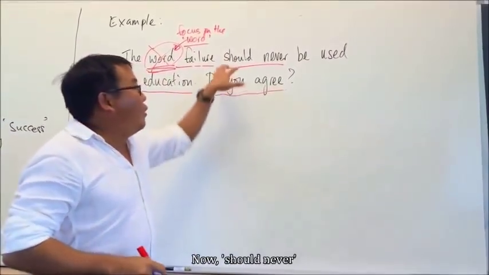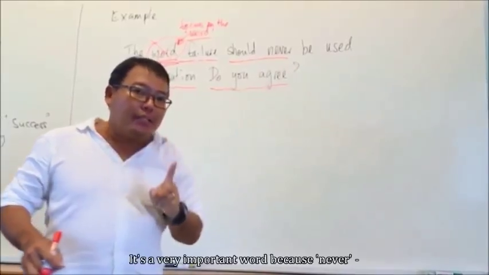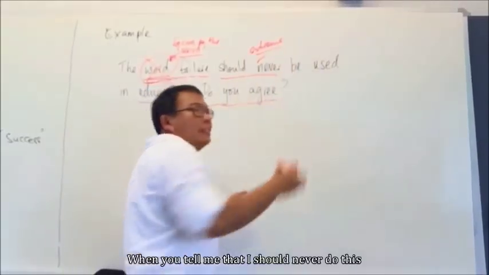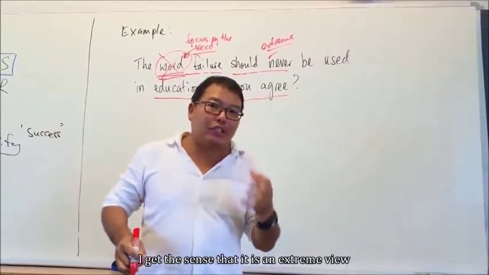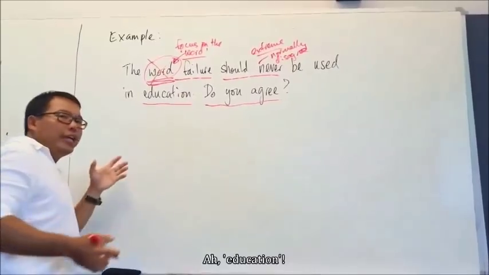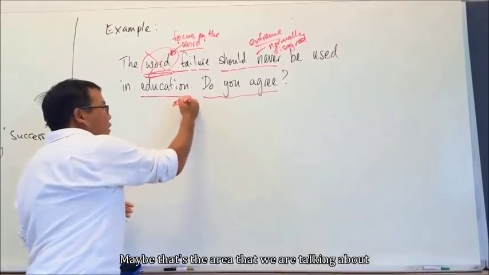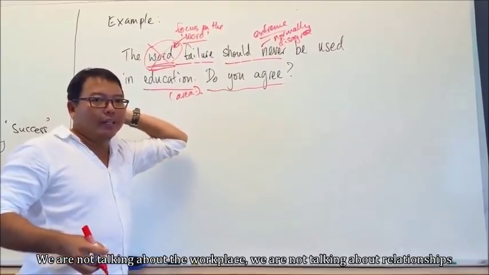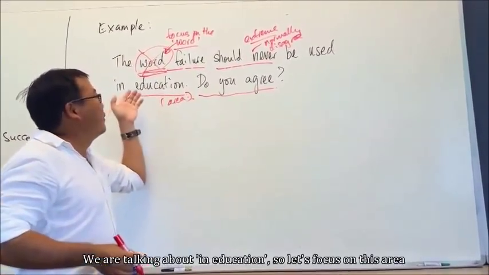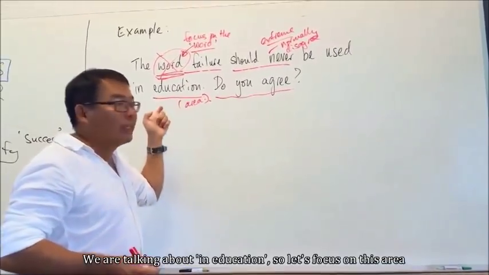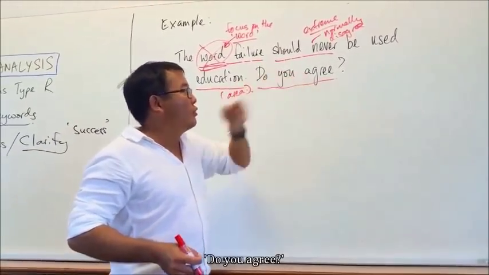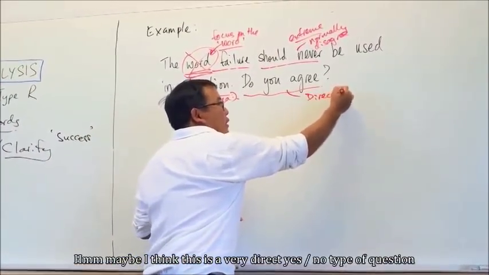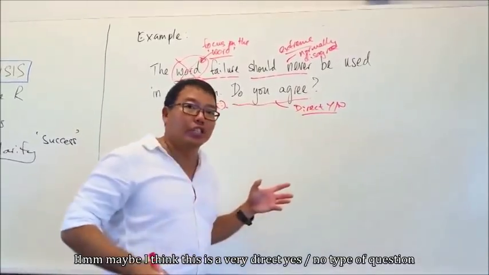So remember, we are focusing on the use of the word failure itself and not failure per se. Now, should never. It's a very important word because when you tell me I should never do this, I get a sense that it is an extreme view. Education. Well, maybe that's the area we're talking about. We're not talking about the workplace. We're not talking about, you know, relationships. We're talking about education. So, let's focus on this area. Do you agree? Maybe I think that this is a very direct yes-no type of question.